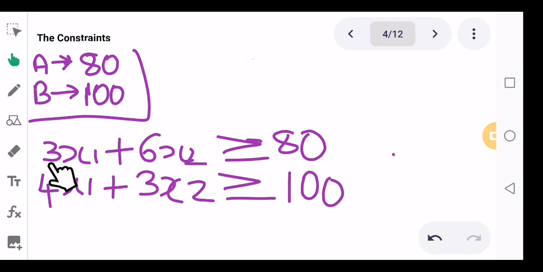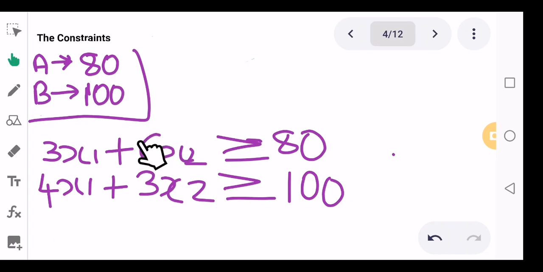3 is the vitamin A present in F1, multiplied by the number of units of F1 that we are going to purchase. So 3 is with respect to 1 unit of F1, and we need to find it with respect to all the units of F1 that we are going to purchase. That's why we have done 3x1 plus 6x2. 6 is the same thing: the vitamin A present in food 2, that is F2, multiplied by the number of units of F2. 6 is with respect to 1 unit.